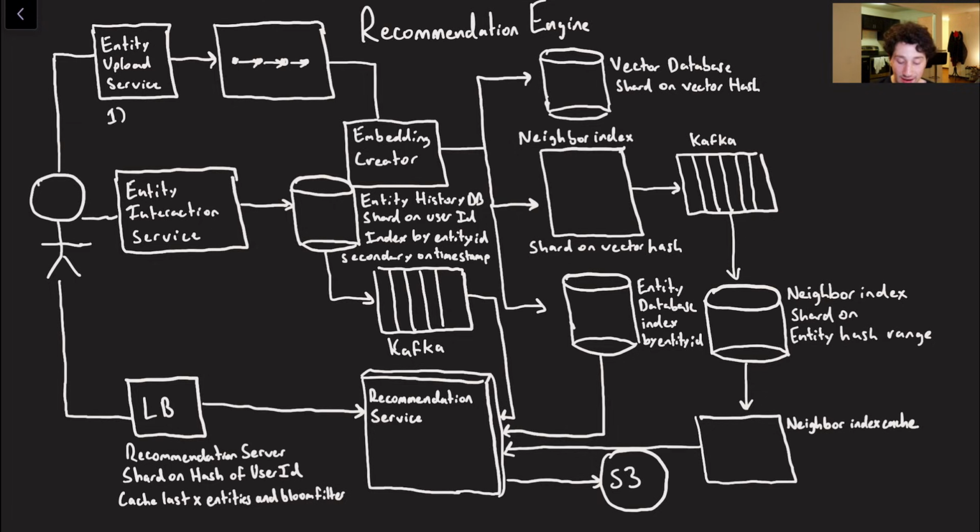Number one, we have the entity upload service. So what would this be? This is, for example, uploading a new YouTube video. So I have it as the same guy, both getting recommendations and uploading entities. In reality, it's probably different people doing this. So you can see here that I basically actually have some in-memory broker.